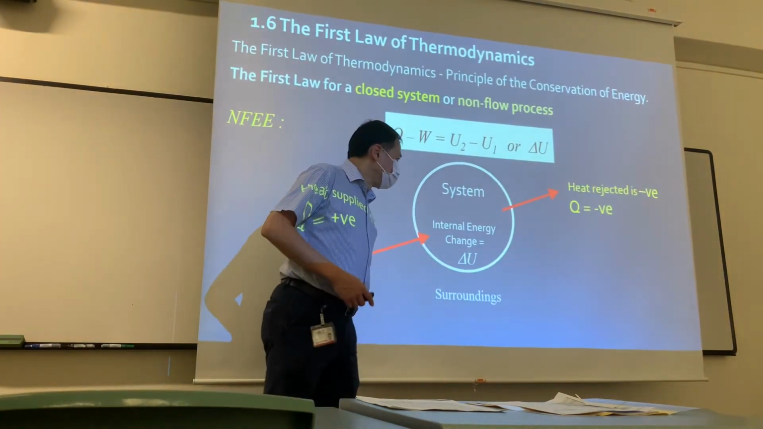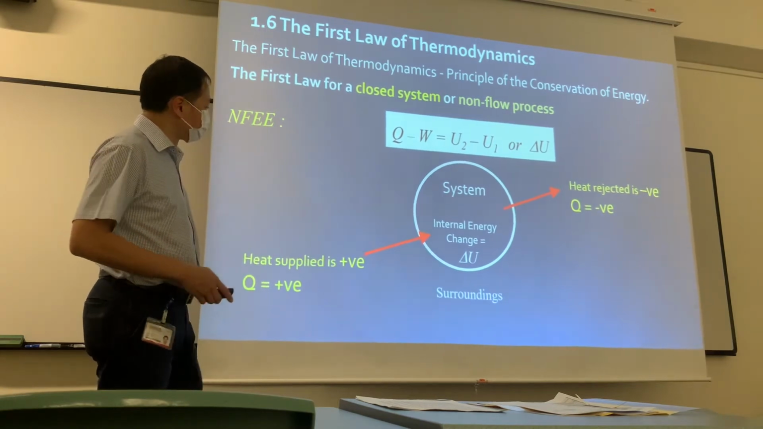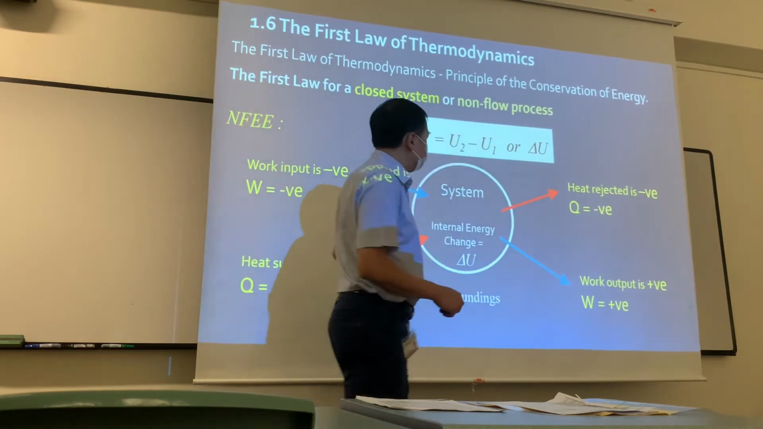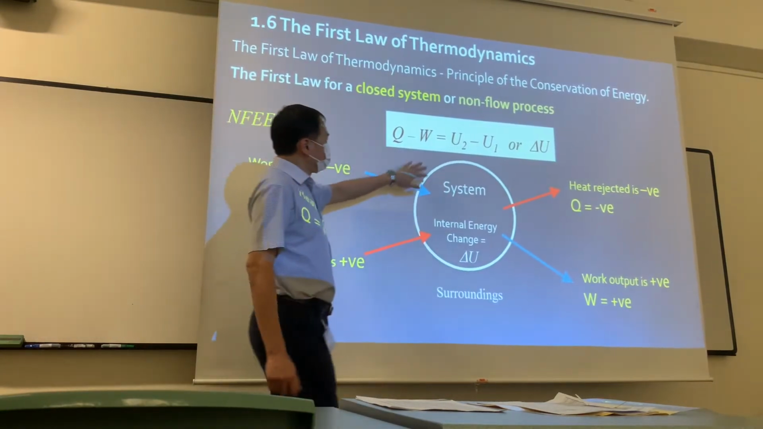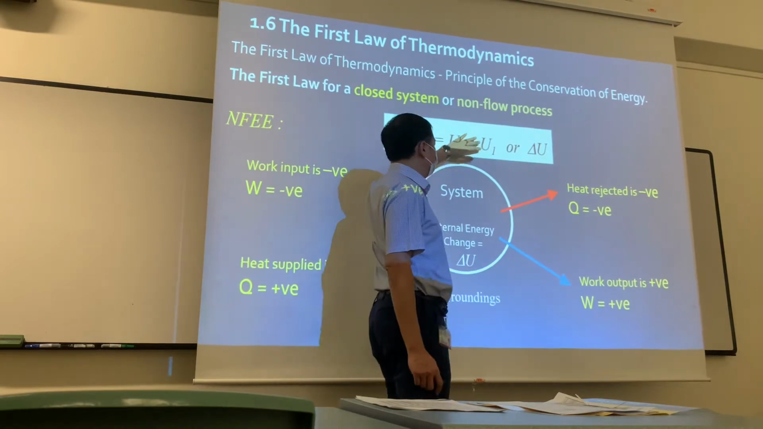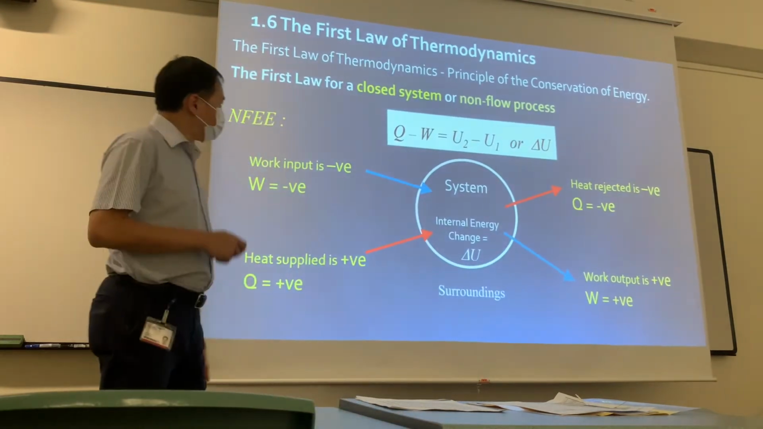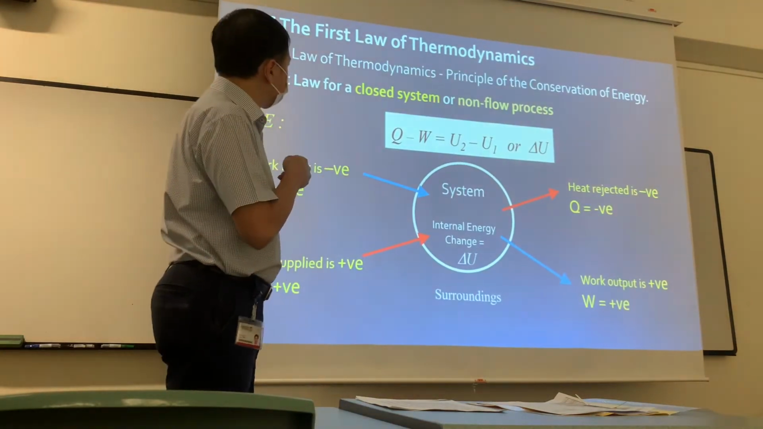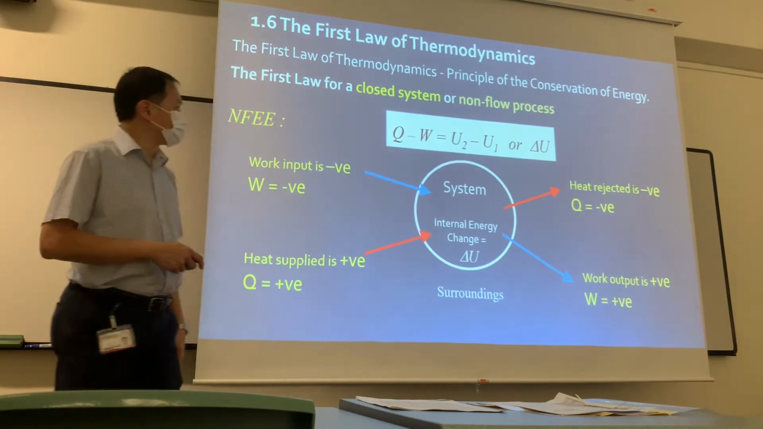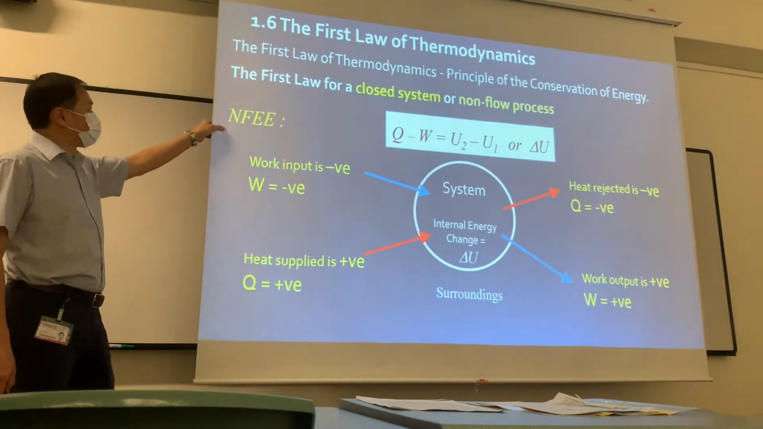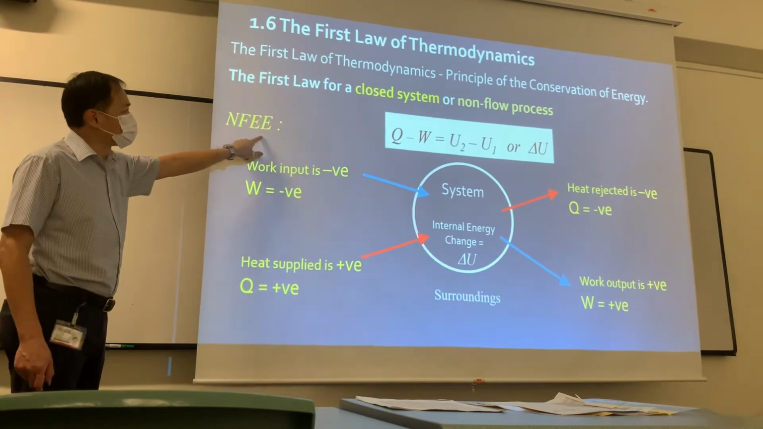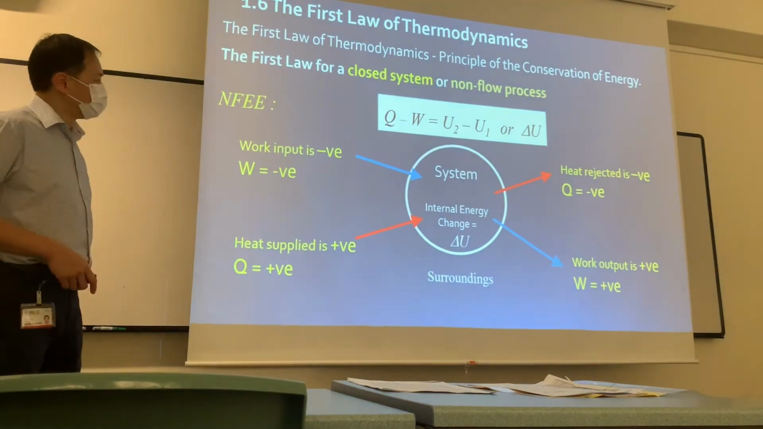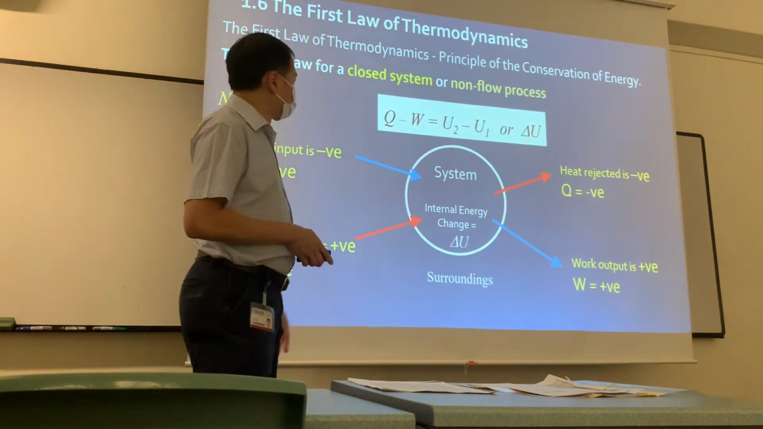So I'm talking about if you have a heat supply or a heat reject, a work input or a work output, then something changes in the internal energy. Sometimes for a constant temperature process, you don't have any change of internal energy, then the work done is equal to the heat transfer. This is based on the closed system. The first law of thermodynamics, the energy equation, is this. And this equation we call the non-flow energy equation, NFEE. This is what you learned before for closed systems.